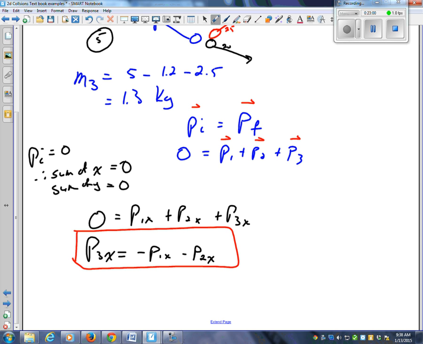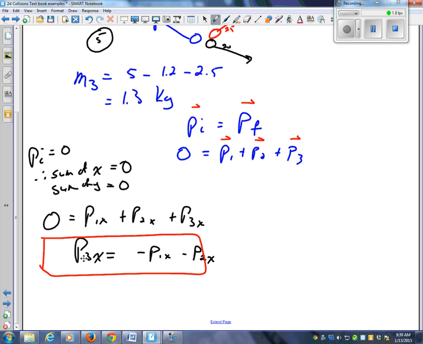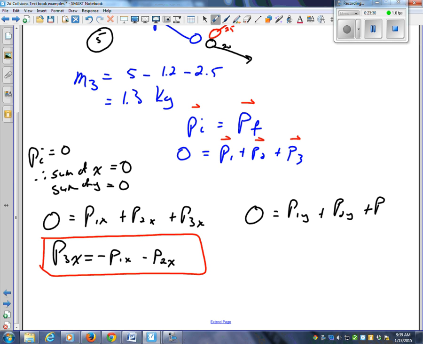Is the same thing true for the y's? Yep. Sum of x and sum of y. Is the same thing true for the y's? Absolutely. I'm going to write it over here. And again, this is for completeness of solution, the presentation here. 0 is equal to P1y plus P2y plus P3y. And P3y is simply going to be minus P1y minus P2y.